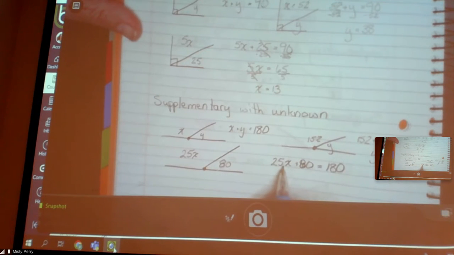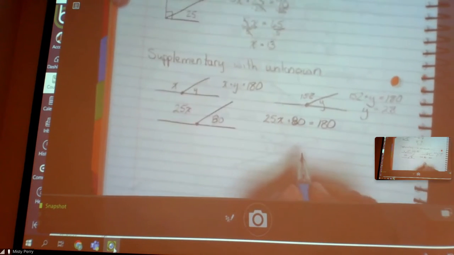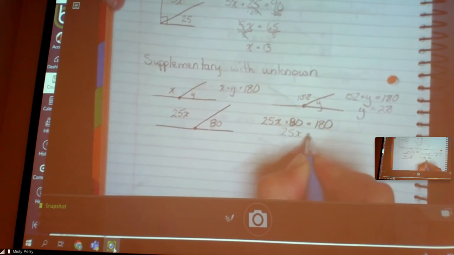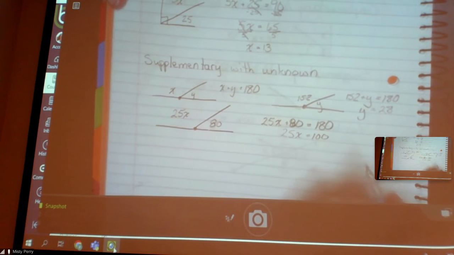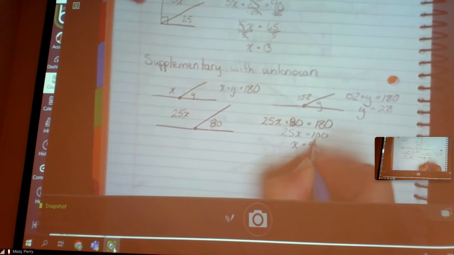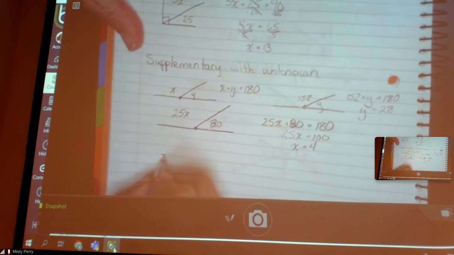Okay, 25 times x plus 80 equals 180. Start by subtracting the 80 on both sides. Then I'm going to divide by the 25. So my x is going to equal 4. Now, every once in a while, it will do this to you.